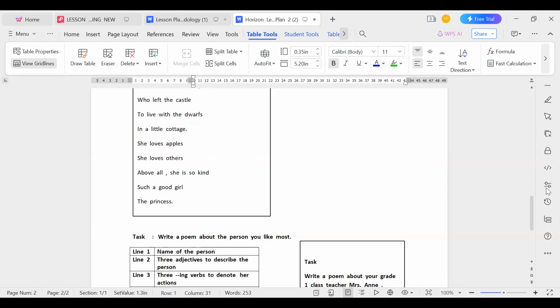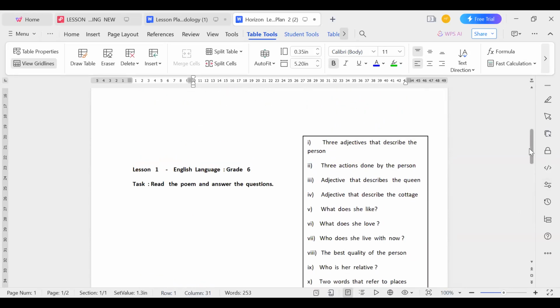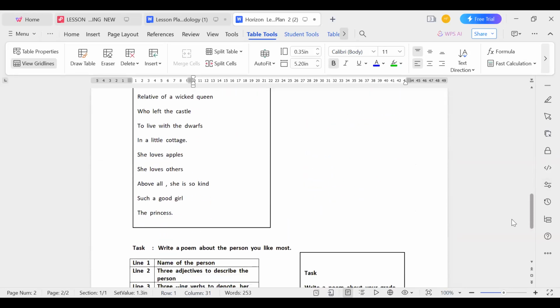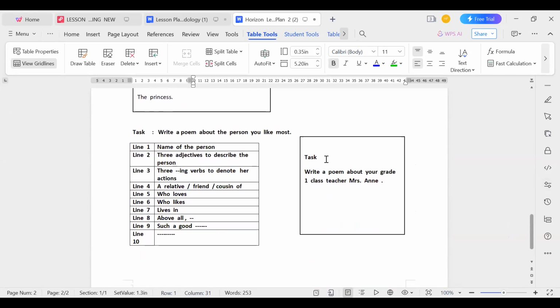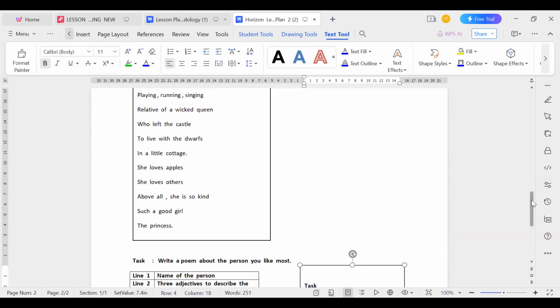Now they have the model displayed on the board because this is what they read to answer these questions. And now they are actually writing. This is the task. Write a poem about your grade 1 class teacher. So you don't have to give the name Mrs. Anne if there are several ones. They will write the name of the person first, Mrs. Anne. Then the 3 adjectives to describe.